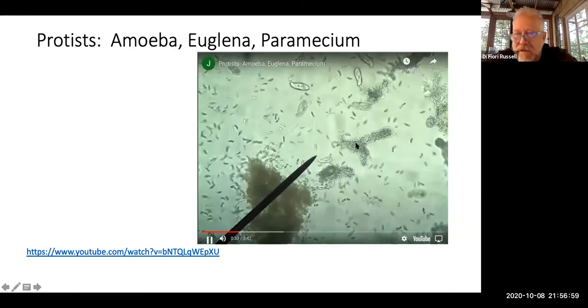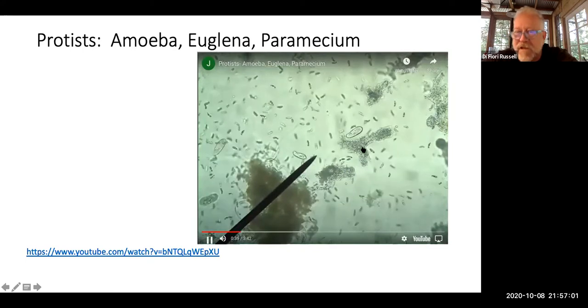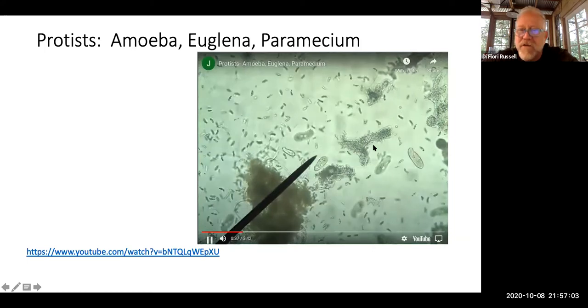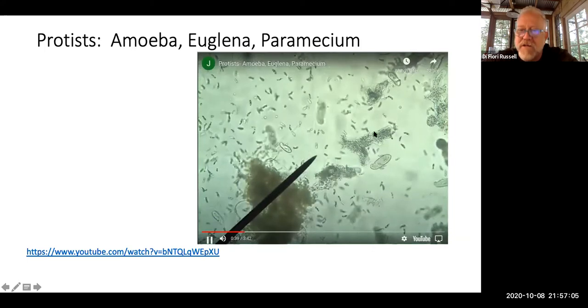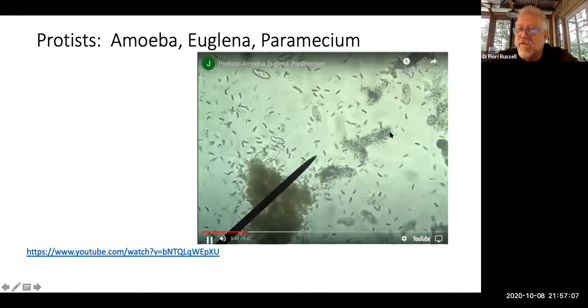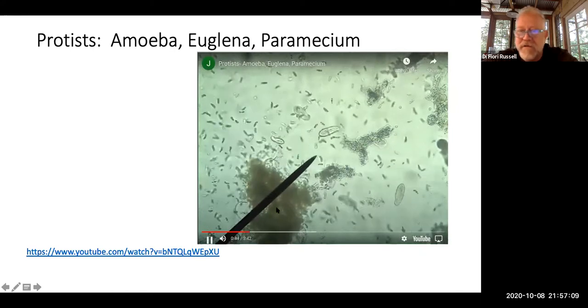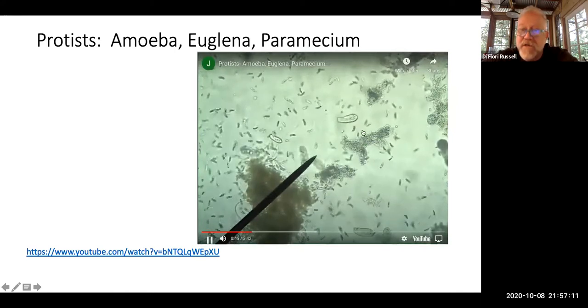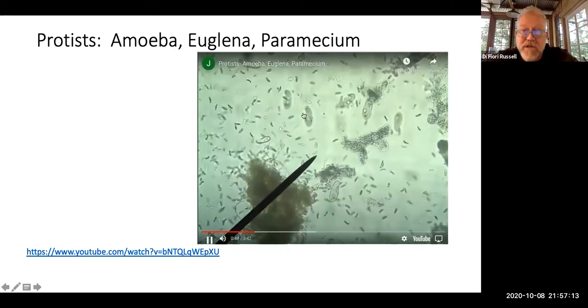This is an amoeba. There's a little bit more uniform structure to it, and you can see this organized internal movement. This thing, no, it's not. Okay, so you have amoebas. Then you have these large things here.